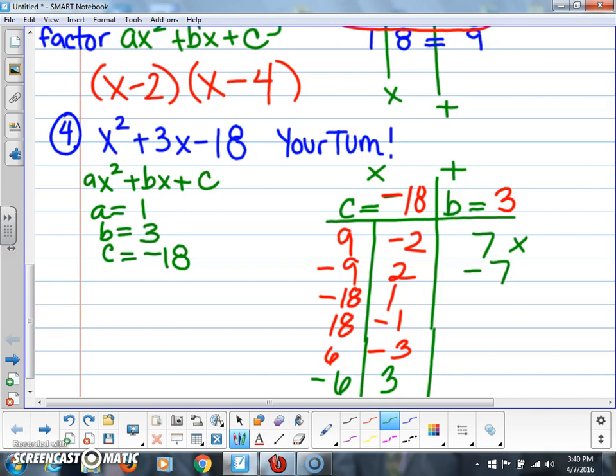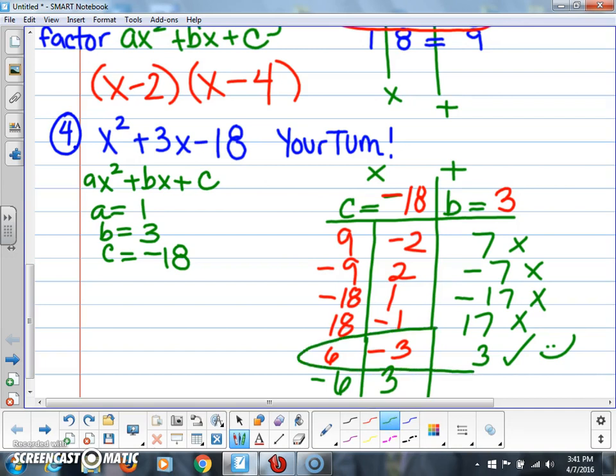Negative 7. Does that equal 3? No, wrong answer. Okay. Negative 18 plus 1? Negative 17. Wrong answer. Okay. 18 minus 1 is 17. Wrong answer. Okay. 6 minus 3. Yeah, 3. Okay. So we have our factors.